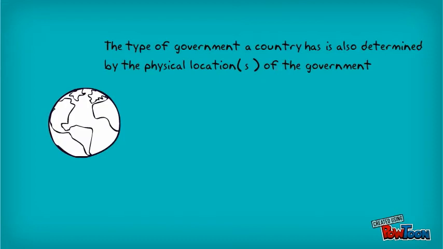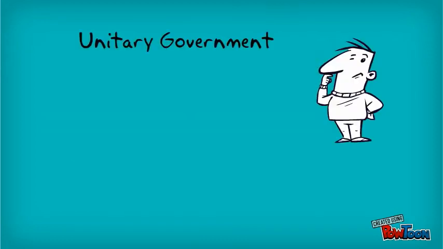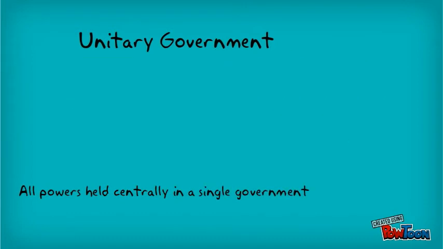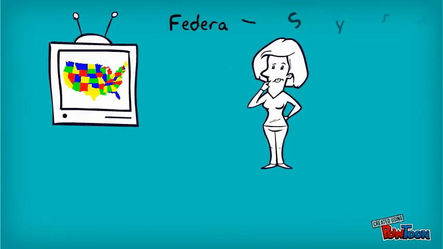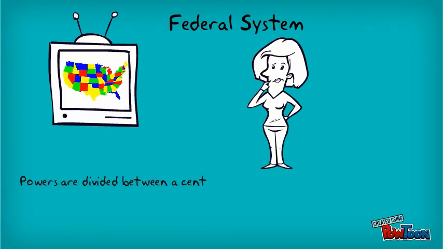The first is a unitary government, where all powers are held centrally in a single entity. In such a system, the central government can create local agencies to help with day-to-day operations. A federal system, the system the U.S. uses, is one in which the powers are divided between the central or national government and smaller local governments.